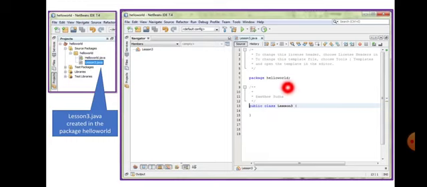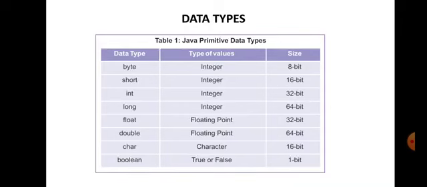Now this is the screen. Package is hello world. Under that you have the class lesson 3. Okay, and this lesson 3 and here this lesson 3 should be the same. Only then the output will be clearly shown to you. Now this is the name of the class and this is your source code. Okay, and we'll move on to the next one, that is data types. This is very important. Data types are very important in Java.